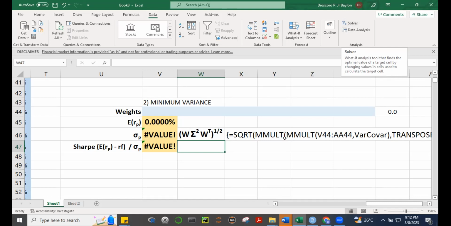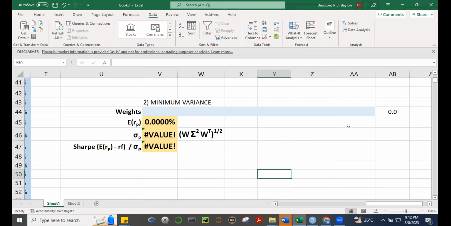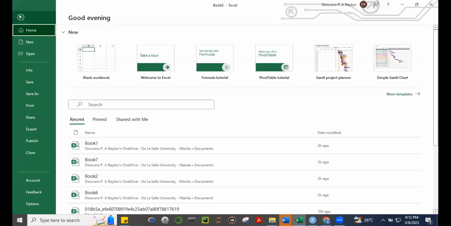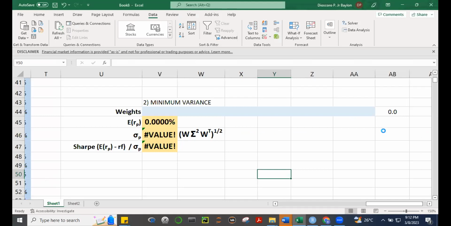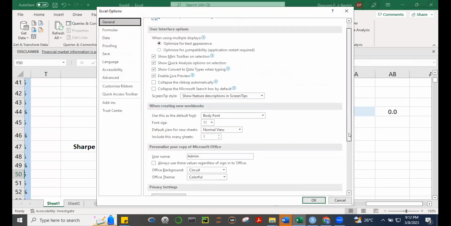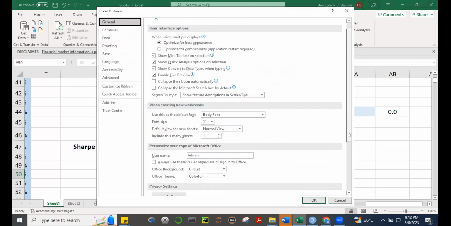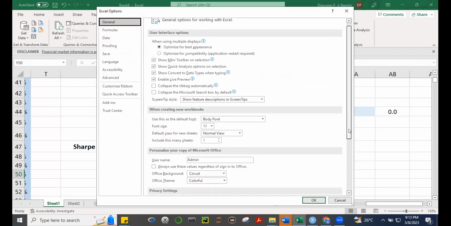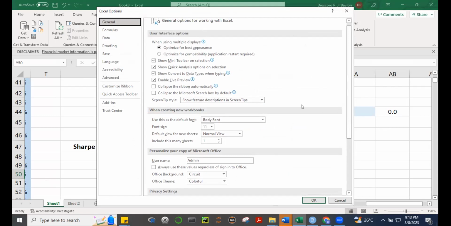So do you have it? None, class? Sir, none. None? O sige. Kung none, I'll show you how to do that. No? So please go to File, and then sa ilalim, options. File, then options. Okay, are you with me? Yung walang solver. Yes, sir. Okay, nakahabol na kayo dito ha. File options, then click add-ins dito. Dito sa tab dito, no? Add-ins.